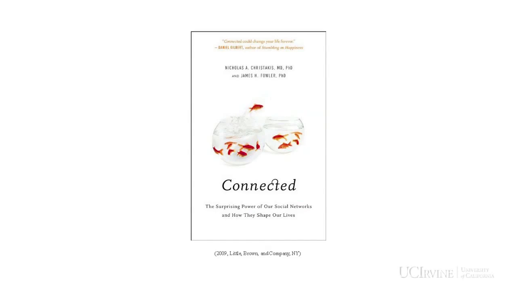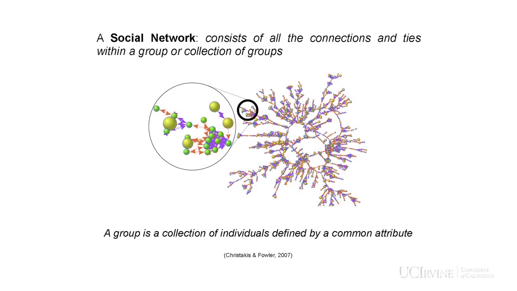Okay, next. This is a book that Christakis and Fowler did in 2009, Connected. They were very interested in looking at how social networks affect health. Just some basic terminology: a social network consists of all the connections and ties within a group or collection of groups. And a group is a collection of individuals defined by a common attribute.